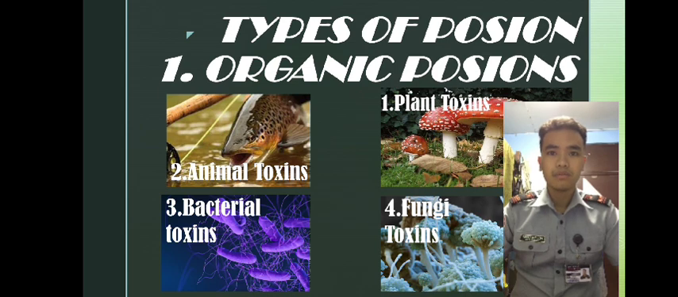Third, bacterial toxins. Some bacteria produce toxins that can cause illness or death in humans. Examples include botulinum toxin produced by Clostridium botulinum and Shiga toxin produced by E. coli bacteria. Fourth, let's proceed to fungal toxins. Some fungi produce toxins that can be harmful to humans if ingested. Examples include aflatoxins, which can contaminate crops like peanuts and corn, and ergot alkaloids, which can contaminate grains like rye.